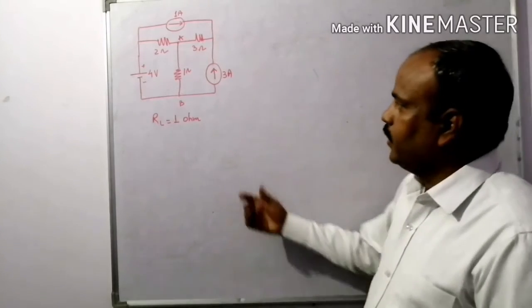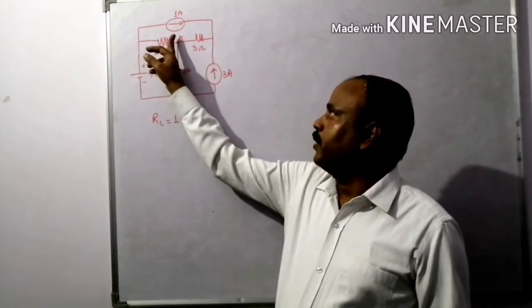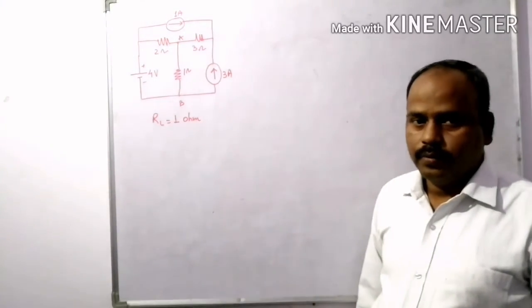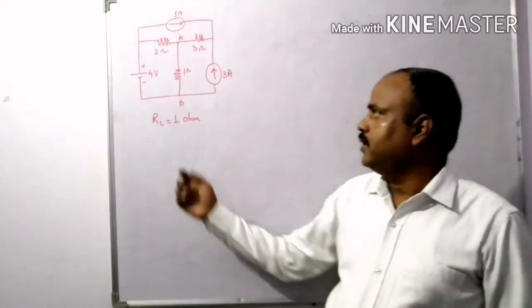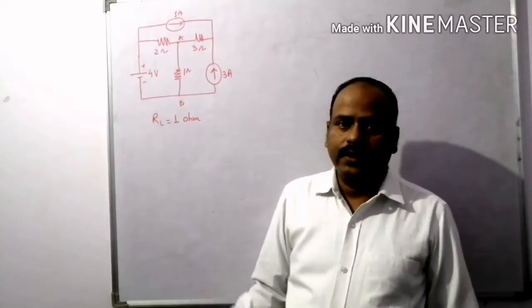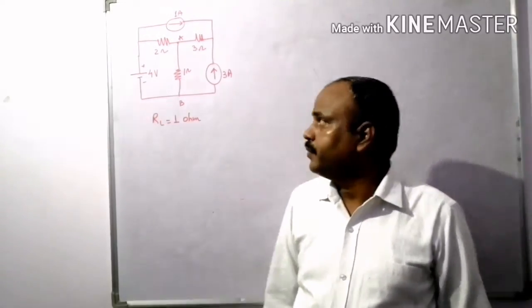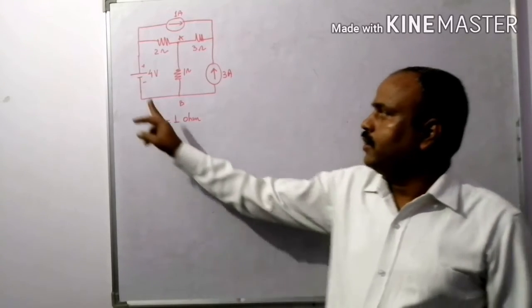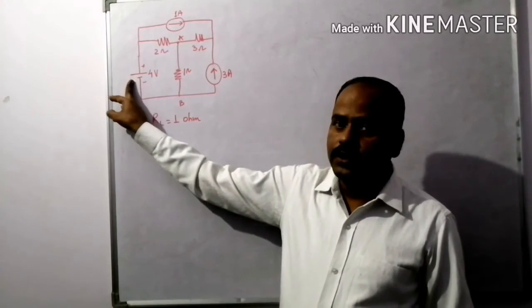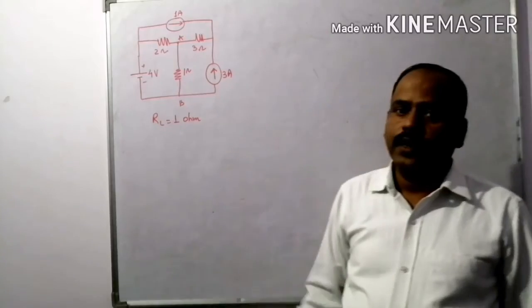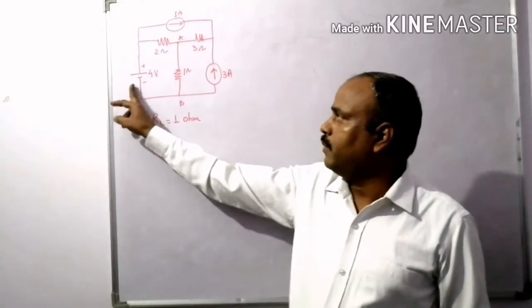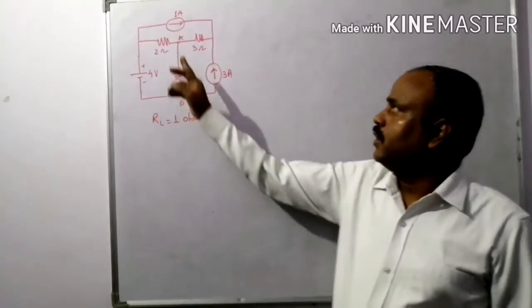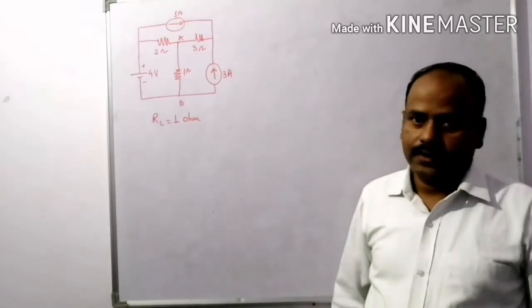Now I am taking another example. In between point A and B, a load resistor is connected having the value of 1 ohm. Our task is to calculate the current in the 1 ohm resistor with the help of Thevenin theorem. This DC circuit contains 3 sources. One is a voltage source and the other 2 are current sources. The voltage source has the value of 4 volt and the current sources are 1 ampere and 3 amperes.